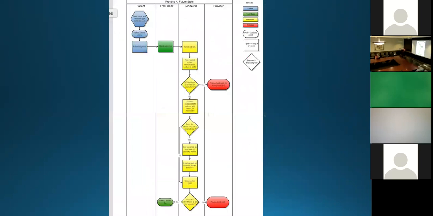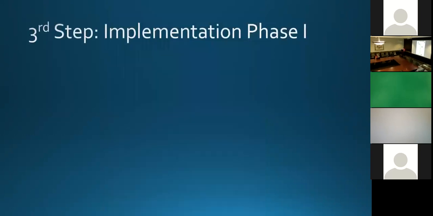It doesn't really matter what the boxes say. You can just see that there's a lot fewer arrows and a lot less boxes. And so by doing this very rigorous and somewhat quantitative process, we thought that we might be able to really shift the way that these practices were delivering vaccines.